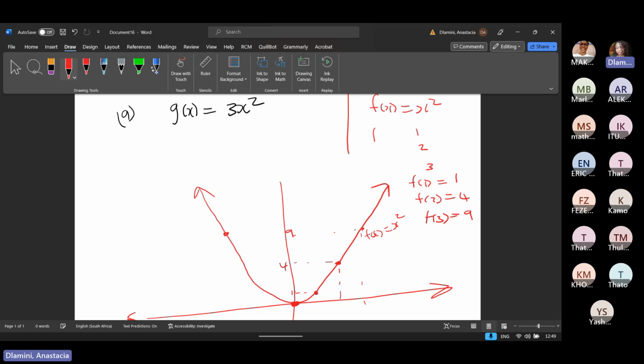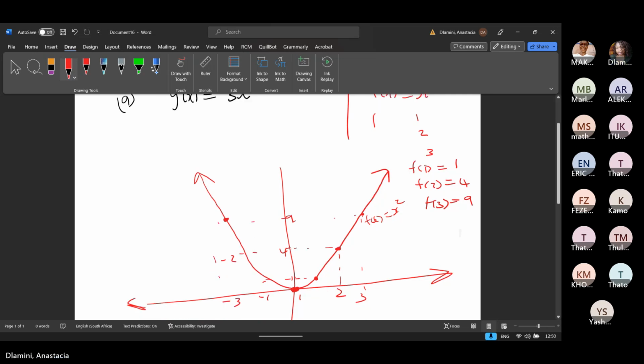The same applies on this side, because it's a parabola. Sorry, the x values, what am I saying? Let me erase. This will be -1, somewhere here, -1, -2, -3.